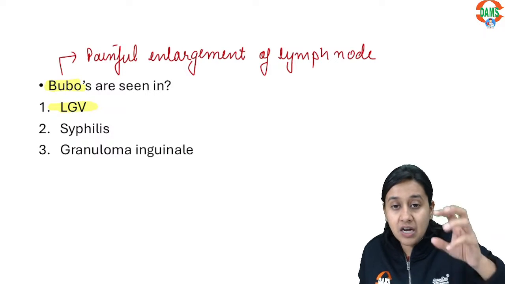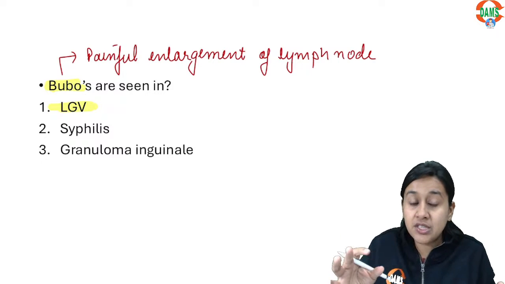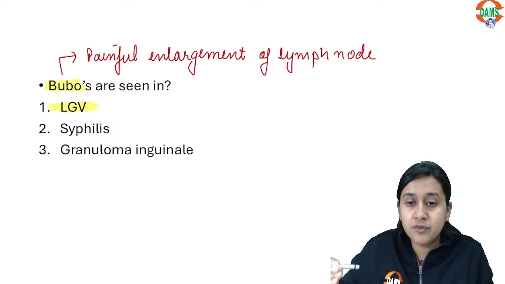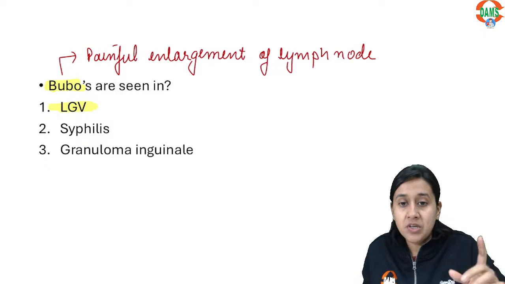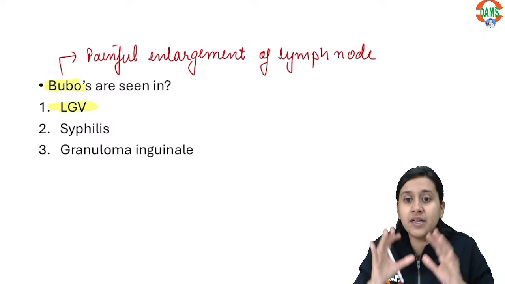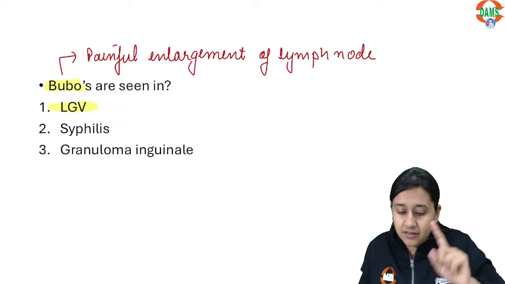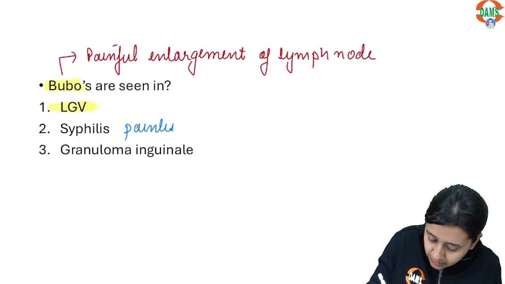But what happens after 1 to 2 weeks or maybe 3 weeks of the sexual exposure, the patient develops very painful, multiple enlarged lymph nodes with or without discharging sinuses. This is known as bubo. So whenever you get this word, LGV should come into your mind. In syphilis, please remember there is painless lymph node enlargement.